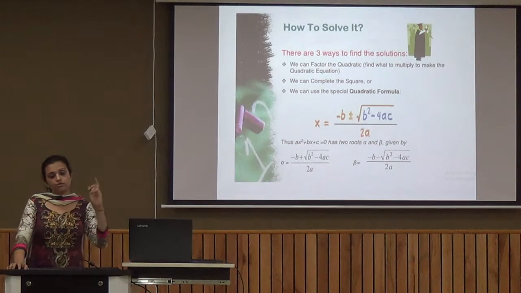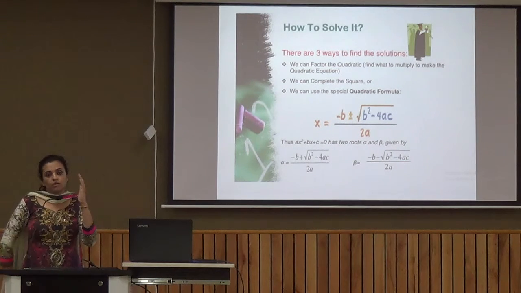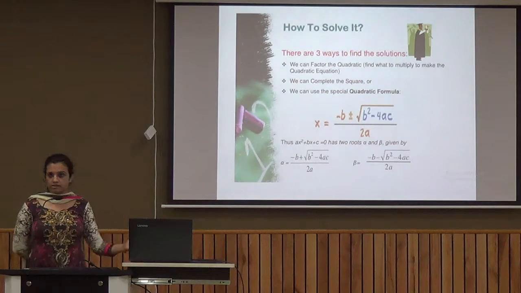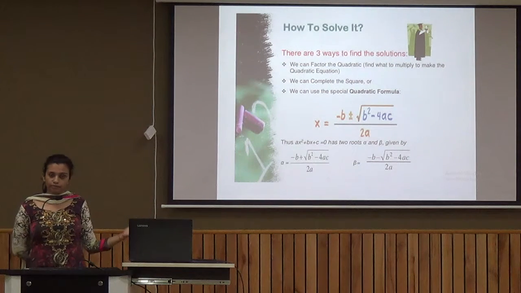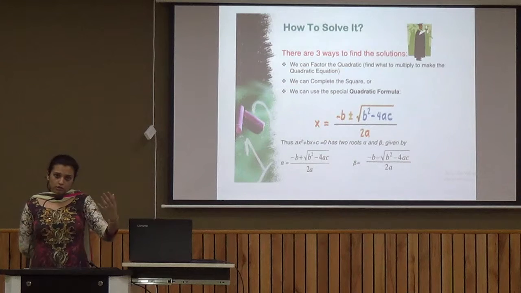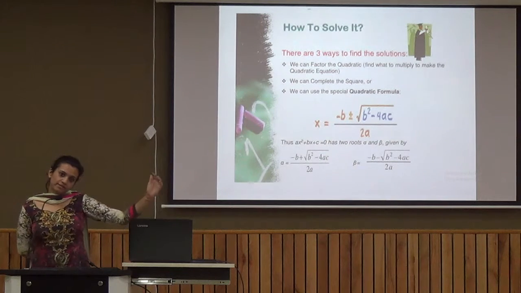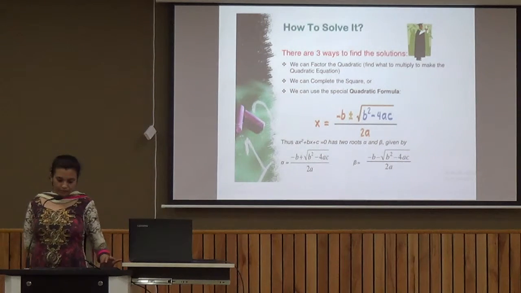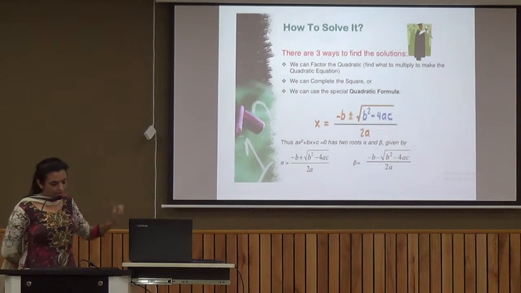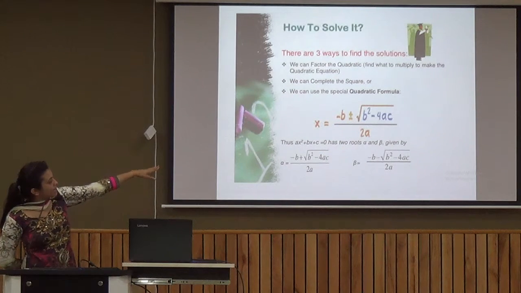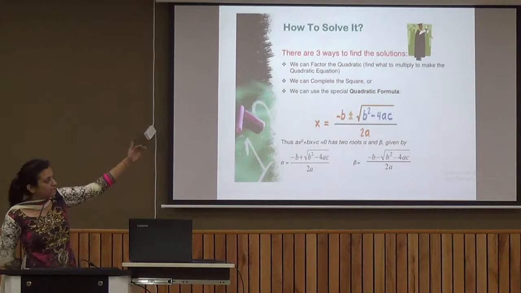First thing first, you should always have the quadratic equation in standard form, which is ax squared plus bx plus c equal to 0. Then jot down the values of a, b and c and put them in the formula. Now, one thing here, can you see in the formula, x is equal to minus b plus minus.